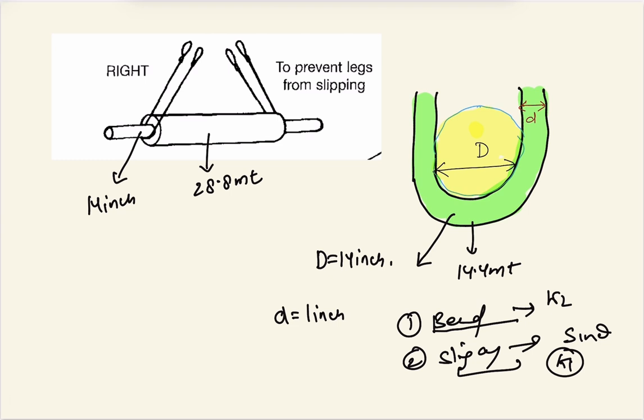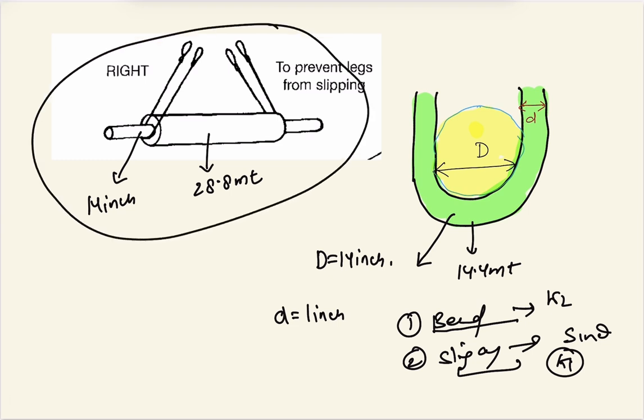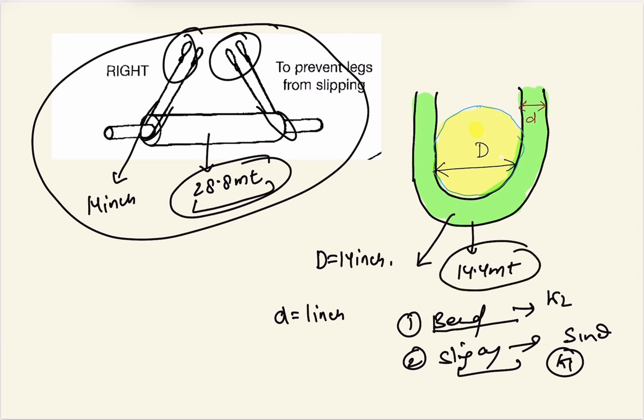Suppose we have to lift a shaft whose total weight is 28.8 metric ton, and we are lifting it using a basket hitch. The rope is wrapped around the shaft. If the load is 28.8 metric ton, then the load on each sling comes out to be 28.8 divided by 2, which is 14.4 metric ton on each basket hitch.